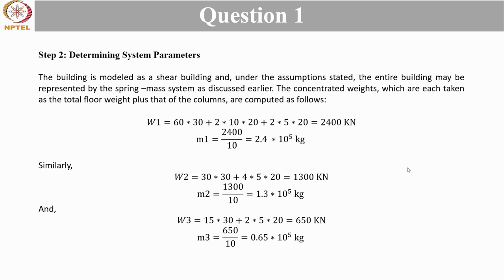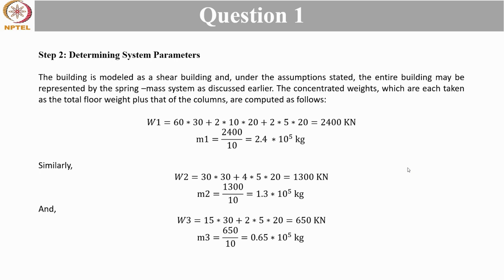Okay, so the weight of the ground floor will be nothing but the weight, 60 kilonewton per meter, of the deck, the slab, the first floor deck, and half the weight of the columns above and half the weight of the columns below. So it will come out to be 2400 kilonewton. And from that, since mass is weight upon acceleration due to gravity, the mass will come out to be 2.4 into 10 to the power 5 kg.